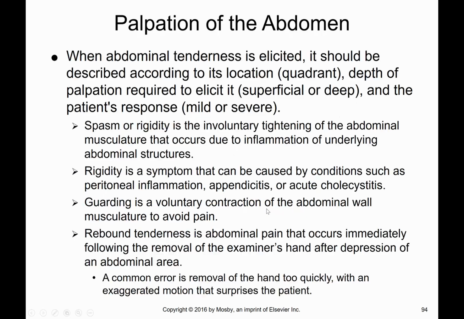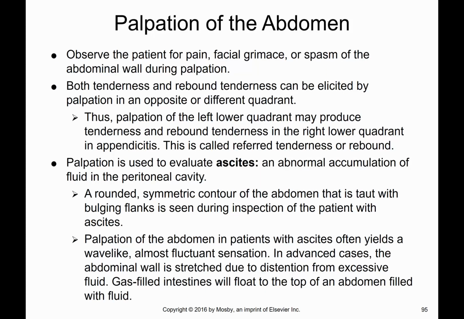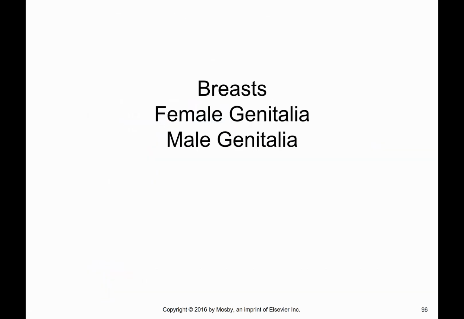Then we can palpate in each quadrant after we've listened, looking for tenderness, rebound tenderness, rigidity, guarding, things like that. When we're palpating, we're also not just palpating for pain or lumps or bumps. We can be palpating and noticing a fluid accumulation in the peritoneal cavity, which is called ascites. We can palpate distended bowels, distended bladder. And then lastly, the female genitalia and the male genitalia, I don't even have any slides on this part. It would be part of your assessment.